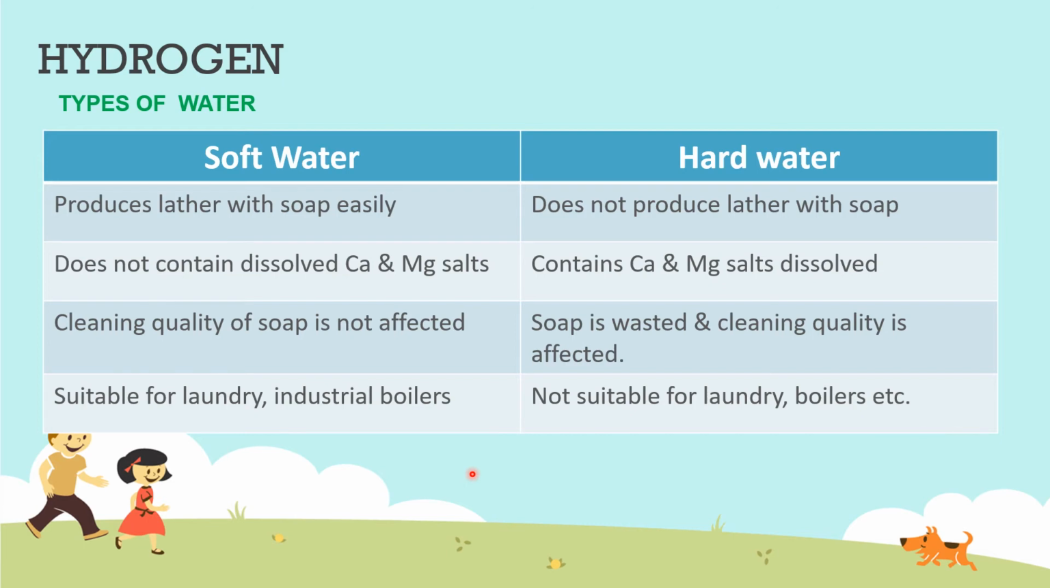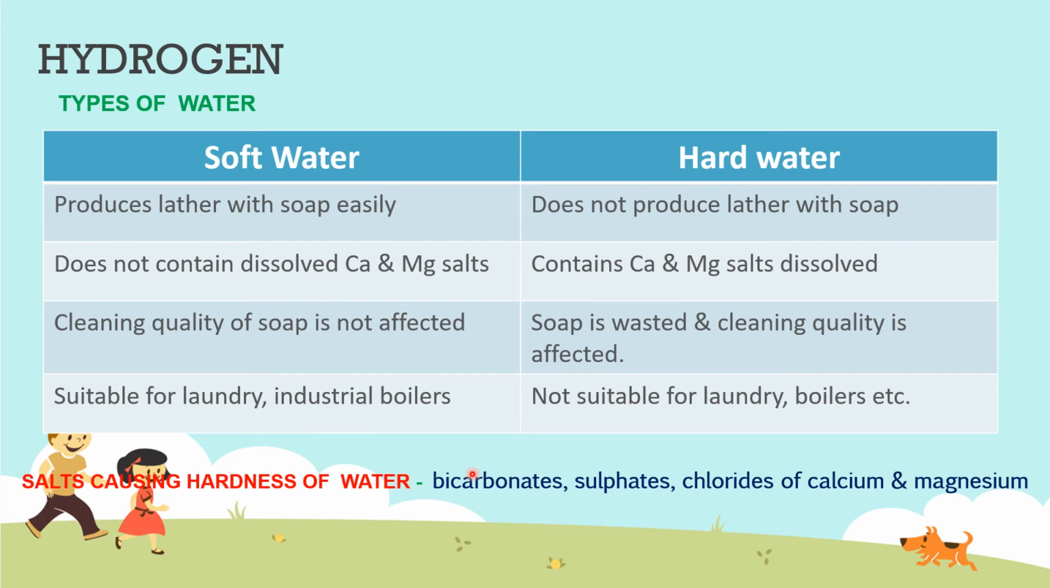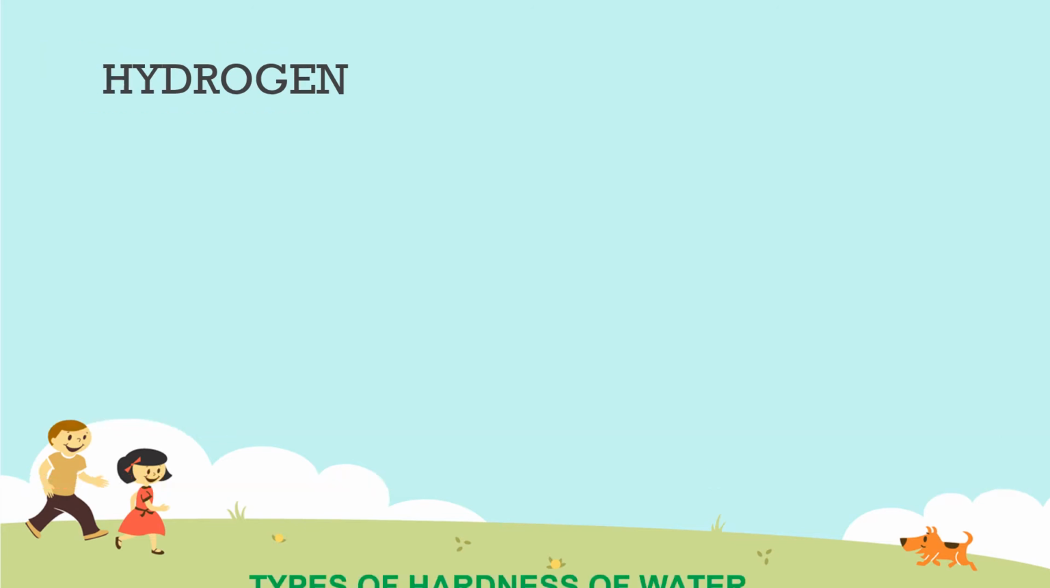Okay, so now what are the hardness causing salts? The hardness causing salts are the bicarbonates, the sulfates, and the chlorides of calcium and magnesium. So this is going to be very, very important for you. Even though this is a simple thing, it has been asked so many times in the examination, and still the students get it incorrect. So please do remember this very well.